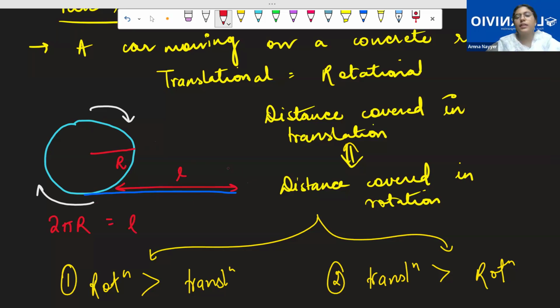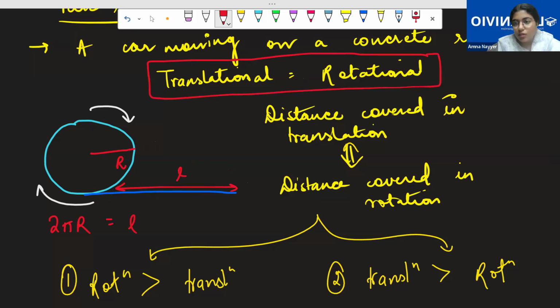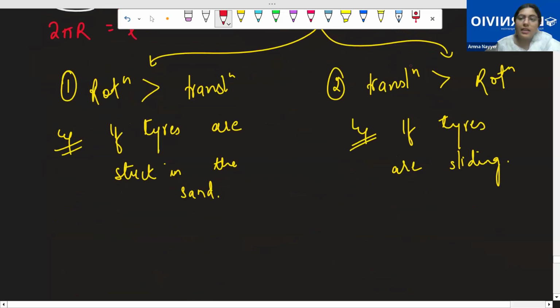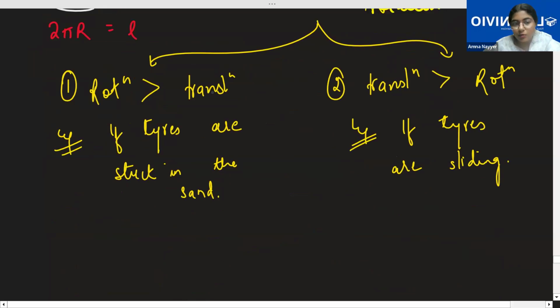Okay. So this is one thing which you should know. That's known as the classic case of rolling, meaning pure rolling motion. Here the translational motion is equal to the rotational motion. So distance covered in translation is equal to distance covered in rotation. Now there can be two cases: when rotation is greater than translation, or translation can be greater than the rotational motion. See, if tires are stuck in sand, so what happens?